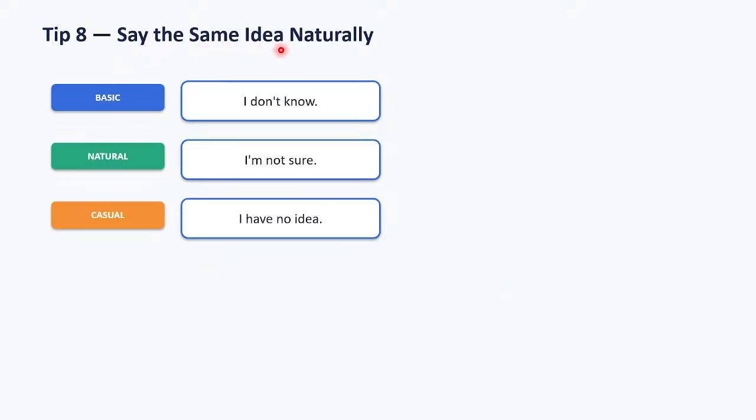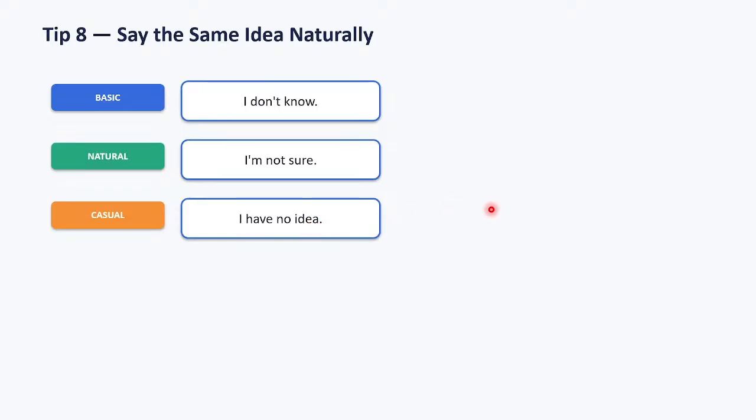Say the same idea naturally. Basic, I don't know. Natural, I'm not sure. Casual, I have no idea, right? The same idea is here. Like, I don't know. Okay. But naturally, how we speak, I'm not sure. And casually, I have no idea.